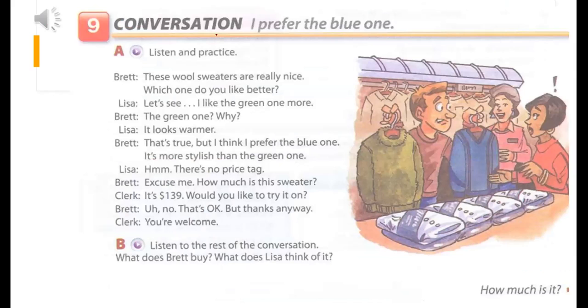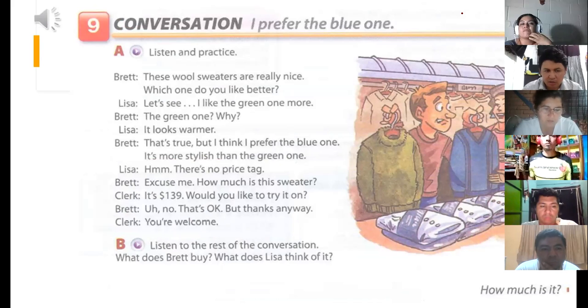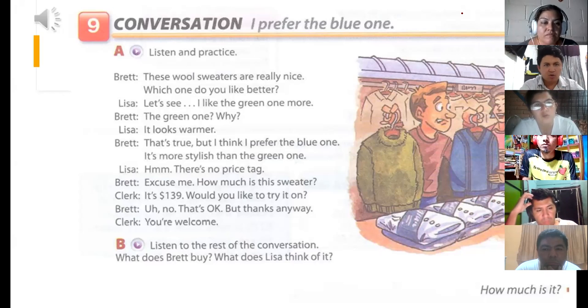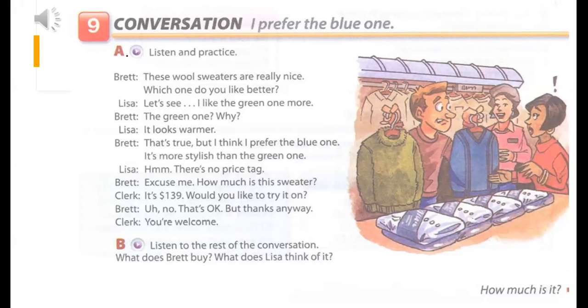Another conversation here. So what we have is conversation. I prefer the blue one, ¿verdad? Ahora que usted ya se decidió qué comprar, usted va a decir, I prefer this one, or I prefer the other one. Okay, that's what you're going to learn how to do right now. Ya va a haber tiempo para practicar, okay? There's going to be time to practice. So, here we go.